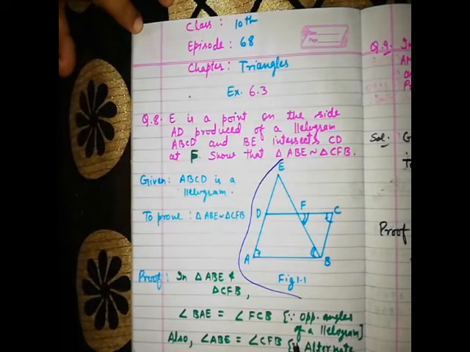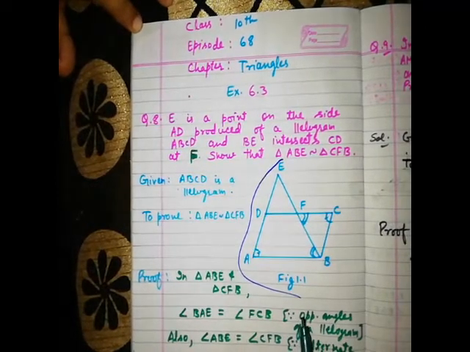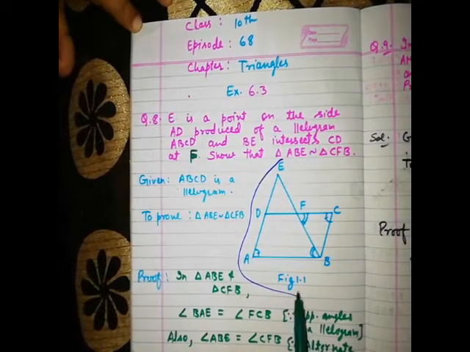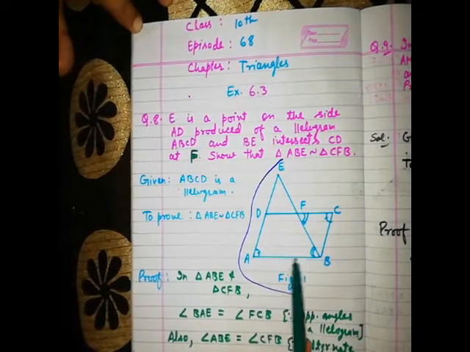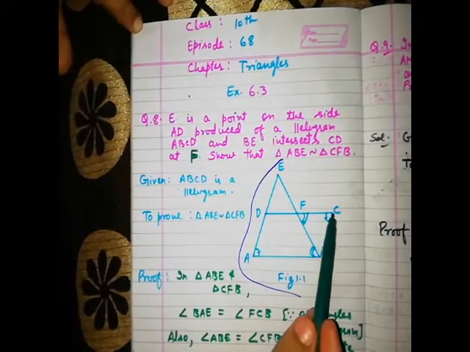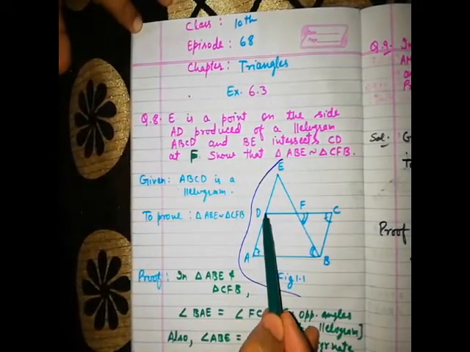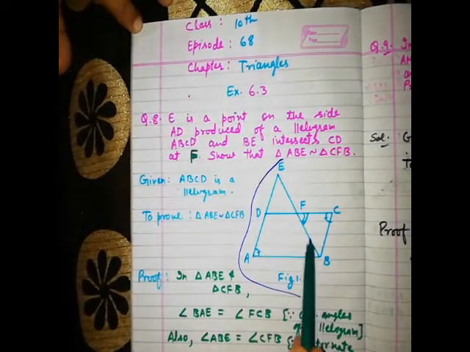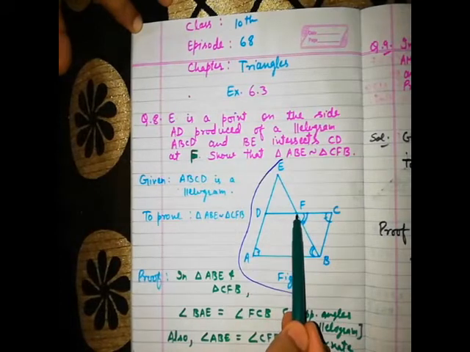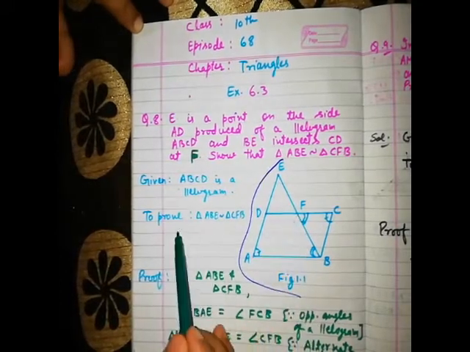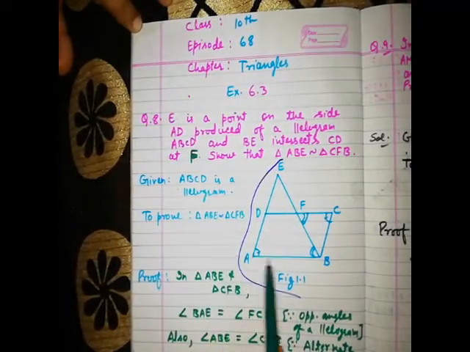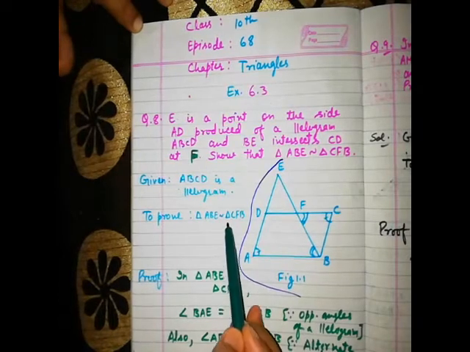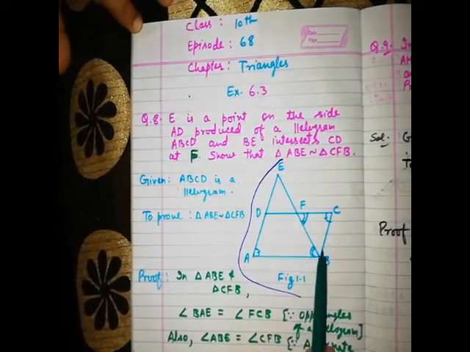Here the diagram is not given. First of all, we have to draw the diagram and we are given that ABCD is a parallelogram. So first of all, we have to draw this parallelogram. Then it is given that AD is produced to E and this E is joined to B and BE intersects CD at F, and we have to prove that triangle ABE, this triangle, is similar to triangle CFB.